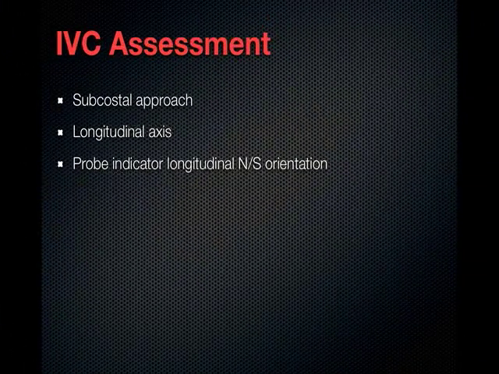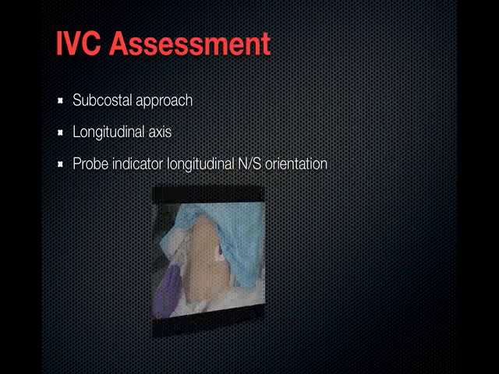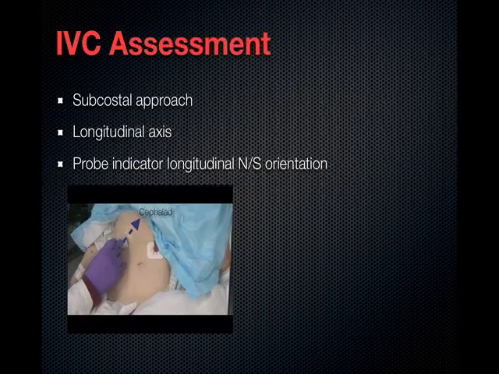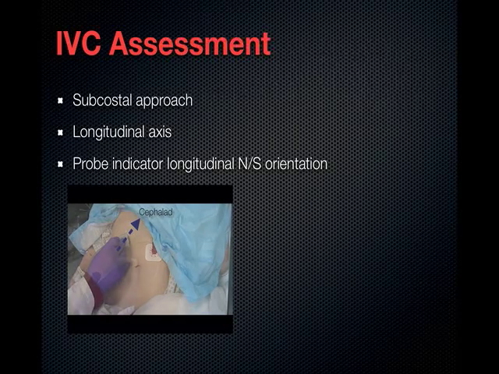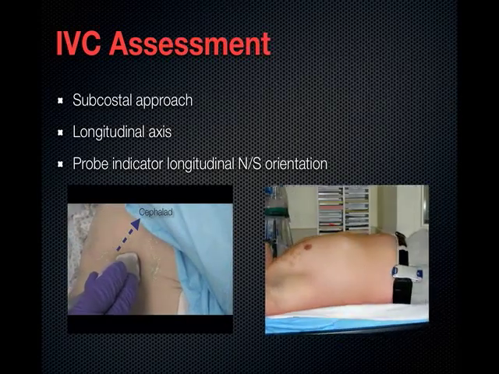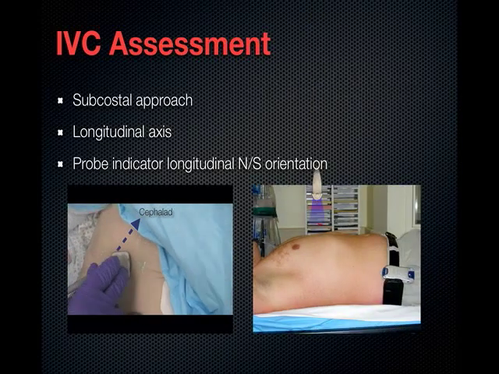From this approach, we can look at the inferior vena cava, and what we're looking to find is the inferior vena cava in its longitudinal axis. In this case, the indicator, the orientation marker, goes from the patient's left towards the patient's head. So we're approaching the patient subcostal to the right of midline, where the inferior vena cava would be running through the liver. What we're trying to find is the IVC as it runs north and south.